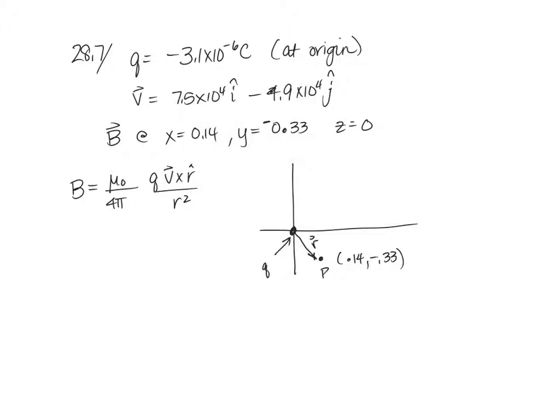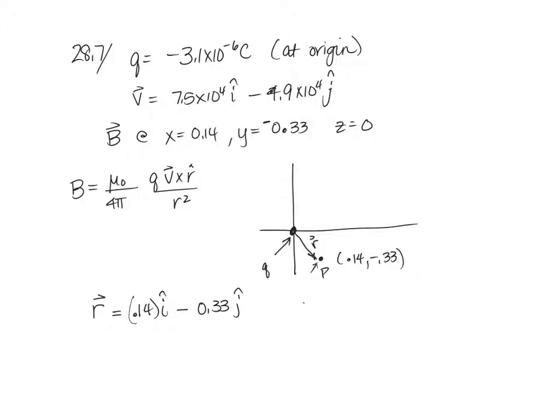There's a couple things involved in doing this problem. One is we have to find r, and we also have to find r hat. Of course, those two tasks are related. The vector r goes from the origin to point P, so I could find each component by subtracting the coordinates at the origin from the coordinates at point P. So in the x direction I'd get 0.14, and in the y direction I'd get minus 0.33. So that's my vector r.